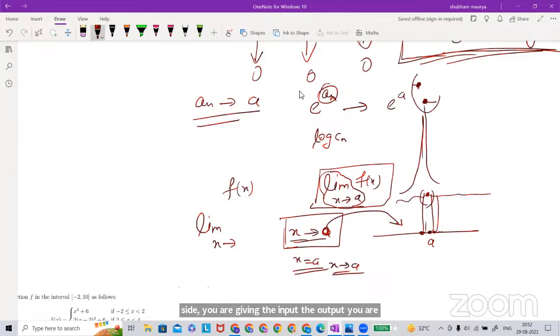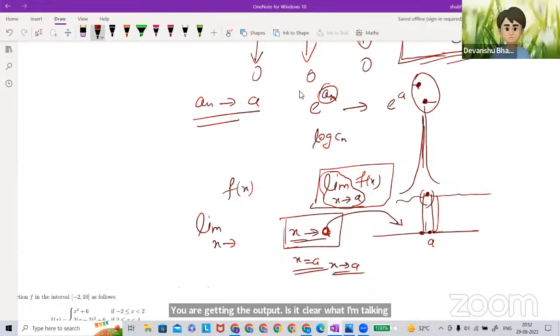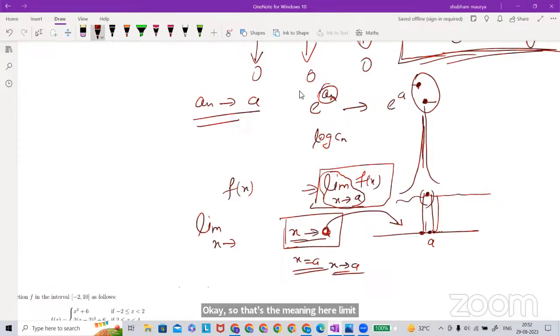So I just wrote three cases. Either this case, or it is going to be infinite, or there is a fixed number around which you are getting the output. Is it clear what I am talking about here? Three cases I just wrote. Yes, sir. Okay, so that's the meaning of limit. Once you have this one, in this case, yes, the limit exists.